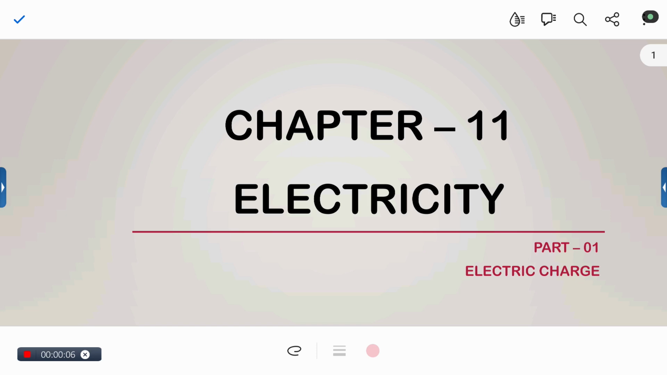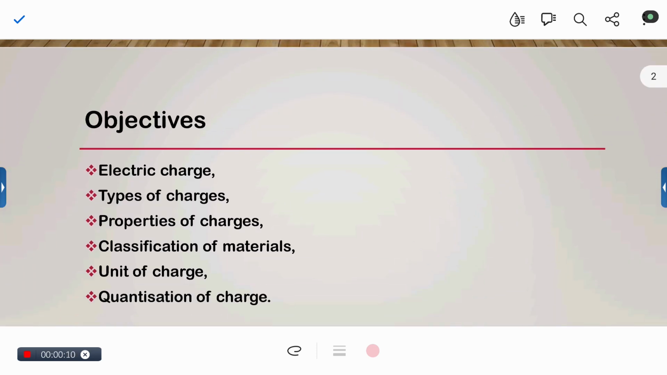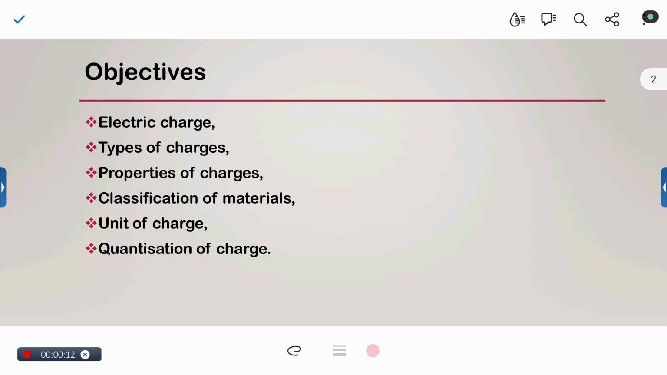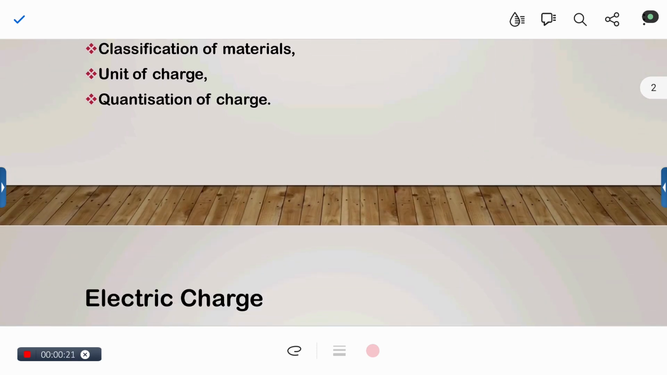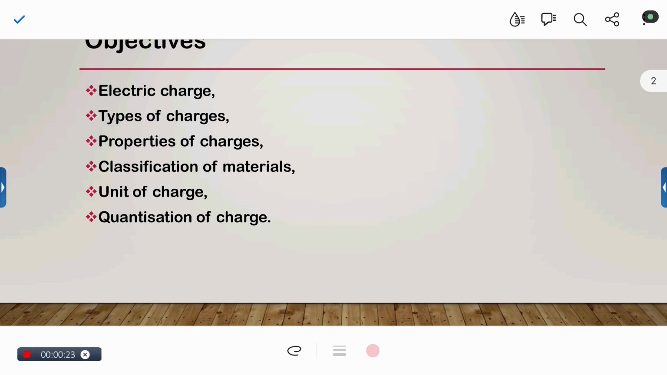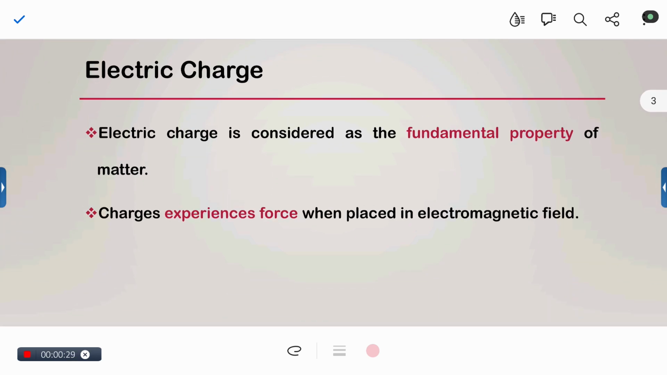Electric charge. So what are the topics we are going to discuss over here? What is meant by electric charge, the types of charges, properties of charges, classification of materials, unit of charge, and quantization. Quantization, in the sense, we are going to calculate how many charges there are in one electron.